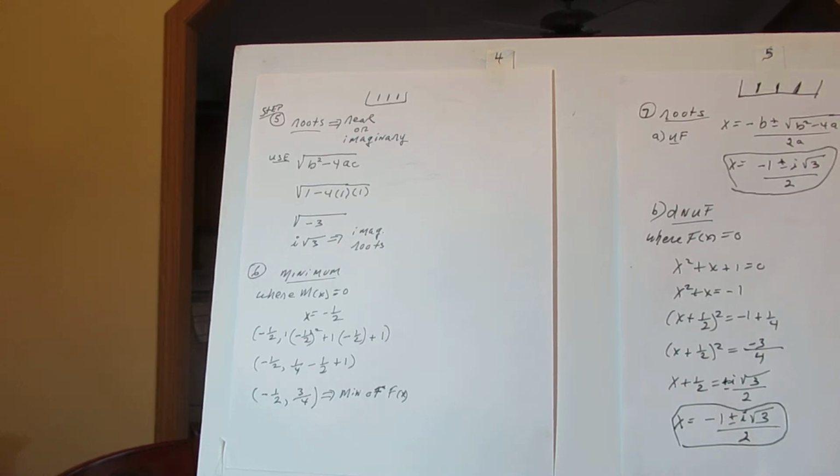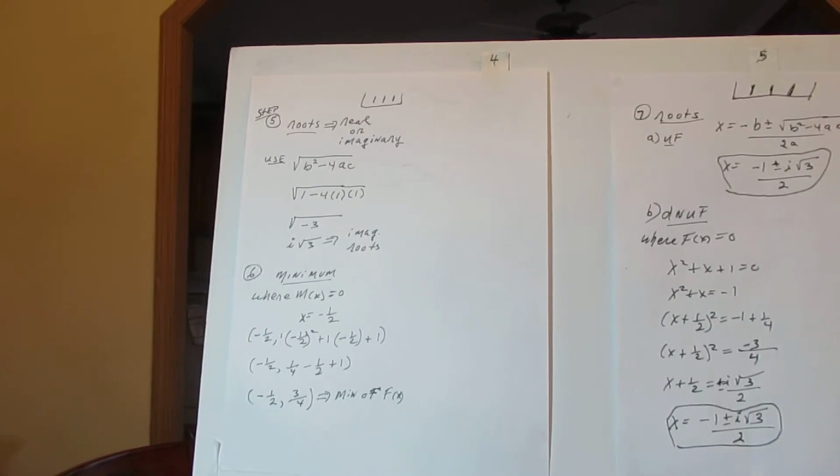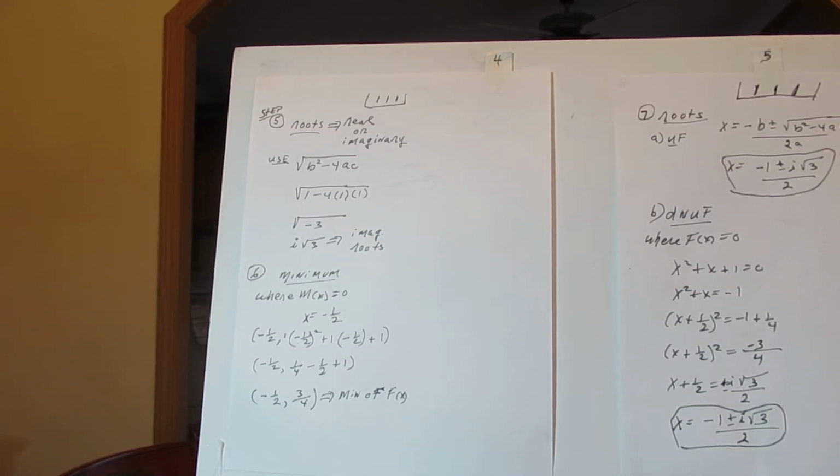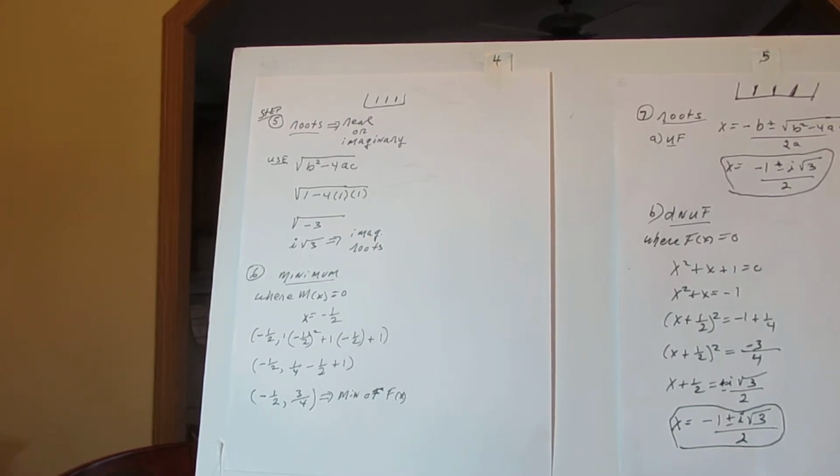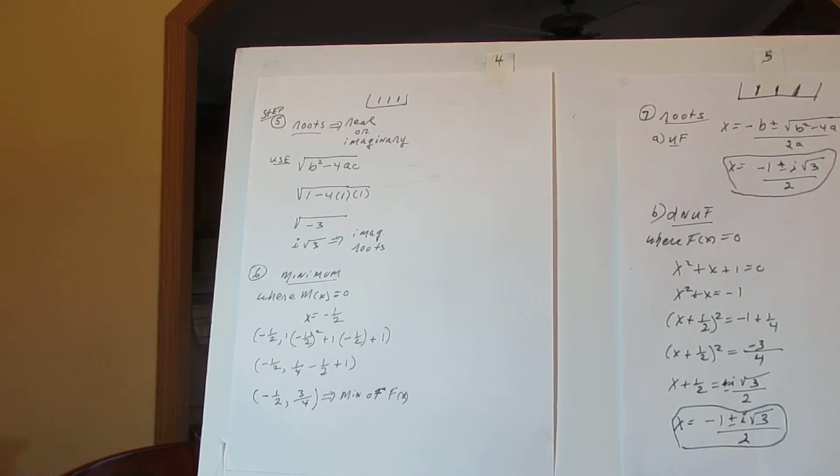Step number 4. Continuing, number 5 are roots, and they turn out to be real or imaginary. And we use the square root item, b squared minus 4ac. And we come up with i radical 3, which implies you have imaginary roots in this parabola.